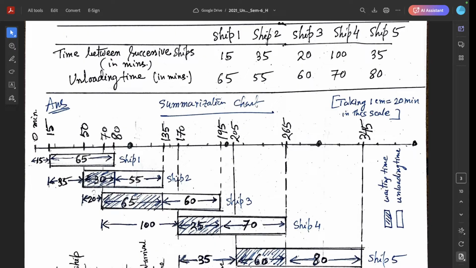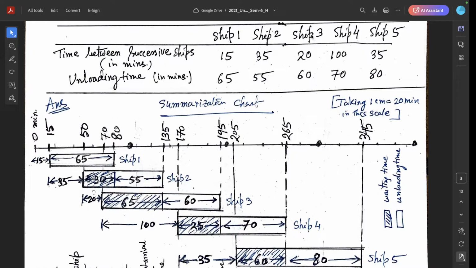The second ship enters the harbor after 35 minutes, so 15 plus 35, that is at 50 minutes. Up to 80 minutes, that is 80 minus 50, which is 30 minutes, is the waiting time for ship 2. From 80 minutes to 135 minutes is the unloading time for ship 2, because 80 plus 55 is 135.